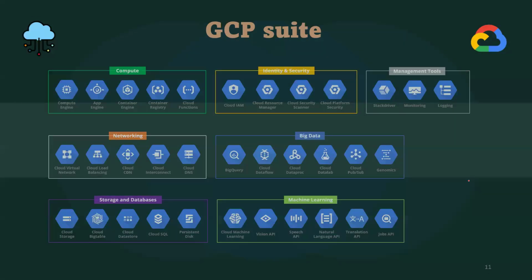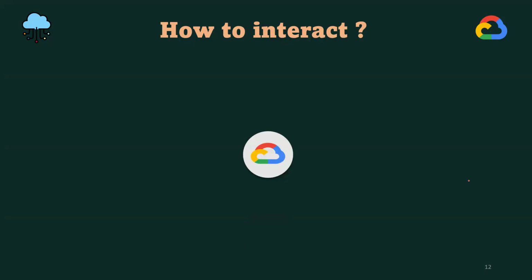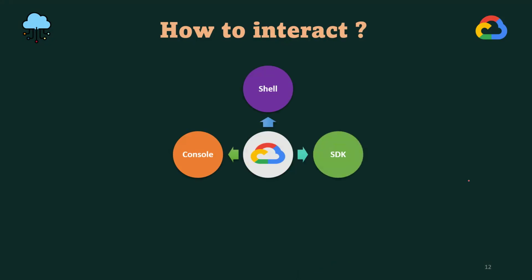GCP is offering plenty of services. Sir, how to interact with these services? If you ask me, there are totally four methods to interact with the GCP services: one is console, the second one is Cloud Shell, the third one is Cloud SDK, and the fourth one is APIs and third-party tools.